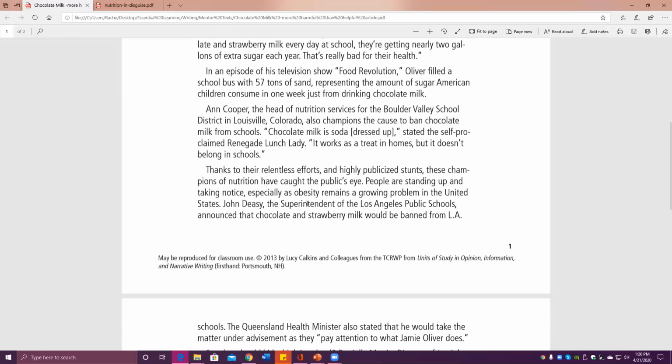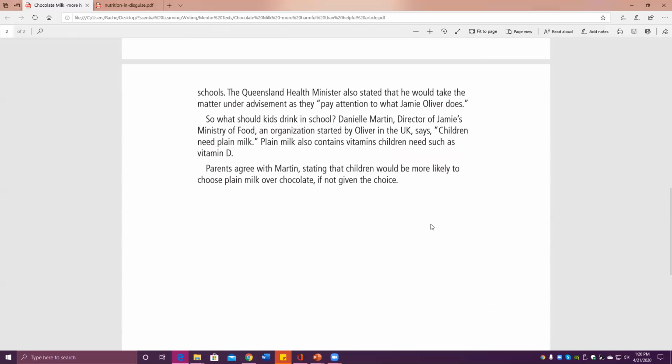John Deasy, the superintendent of the Los Angeles Public Schools, announced that chocolate and strawberry milk would be banned from LA schools. The Queensland Health Minister also stated that he would take the matter under advisement, as they pay attention to what Jamie Oliver does.